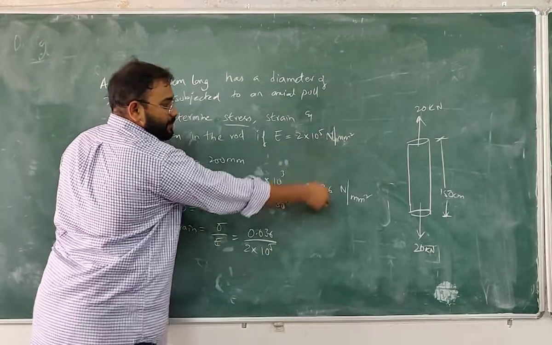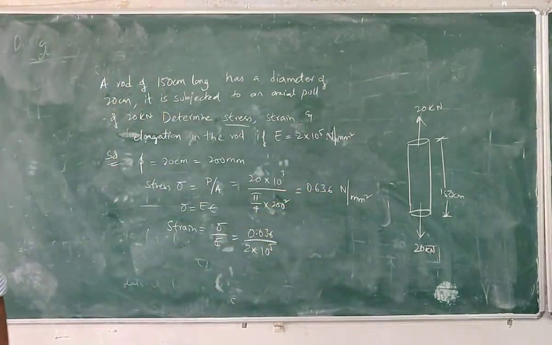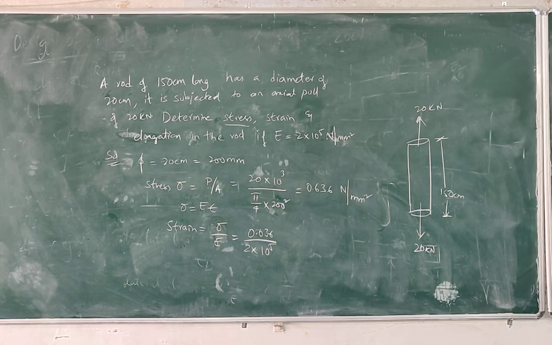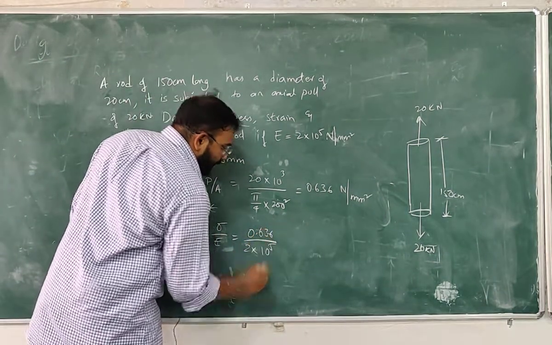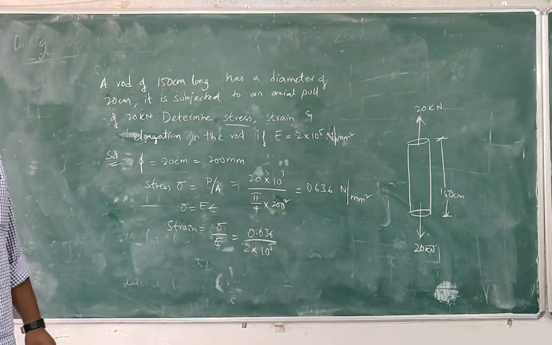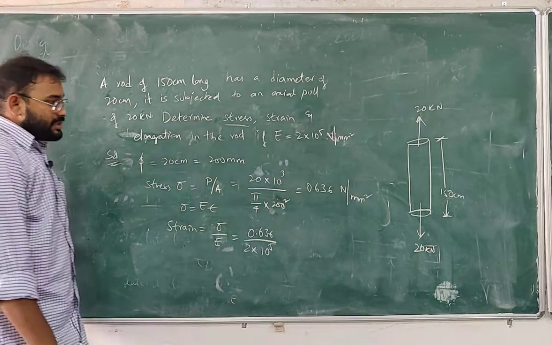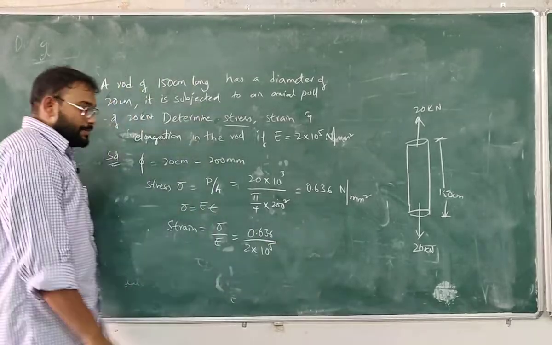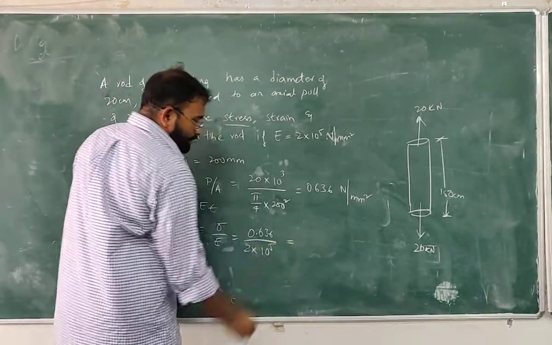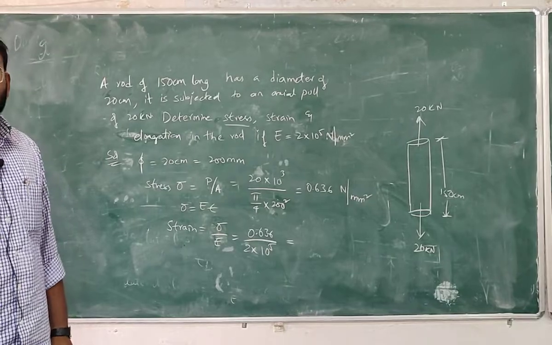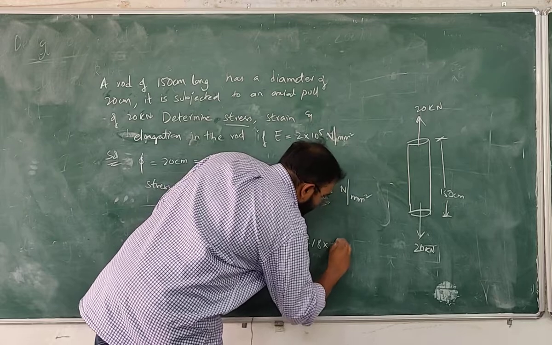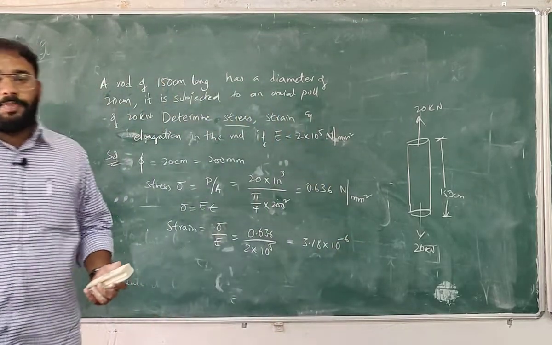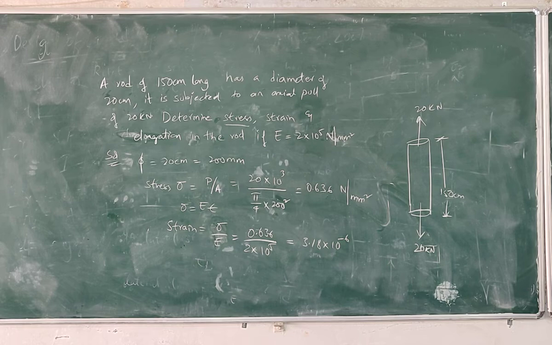Units are same. See here, E is Young's modulus, 2 10 to the power of 5 Newton per millimeter square, and for the stress also you have same units. What is the answer? 3.18 10 power minus 6. No units, because this is a ratio. Strain will be a ratio.